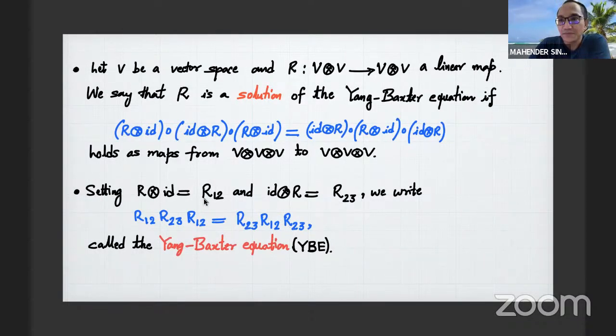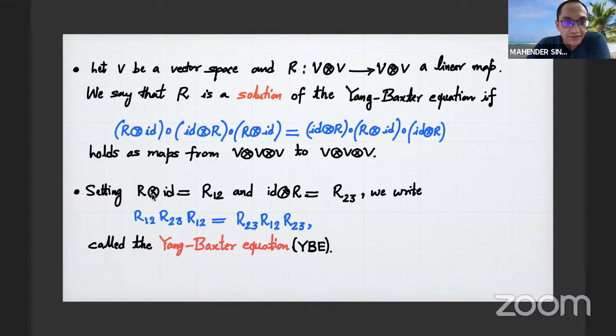So what is the Yang-Baxter equation? Let V be a vector space and R from V tensor V to V tensor V a linear map. Then we say that R is a solution of the Yang-Baxter equation if this identity holds as morphisms from V tensor V to itself. You have R from V tensor V to itself, and you just tensor it with the identity on the third coordinate, right? That is what R tensor ID stands for, and similarly ID tensor R. So we have this equation, and you see it resembles the braid equation.